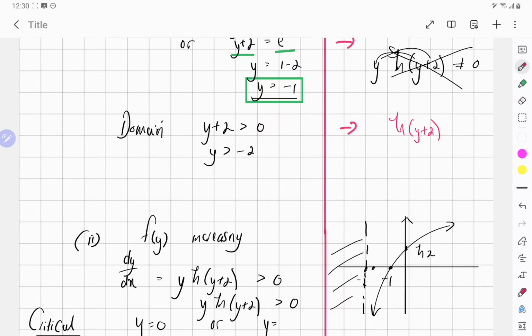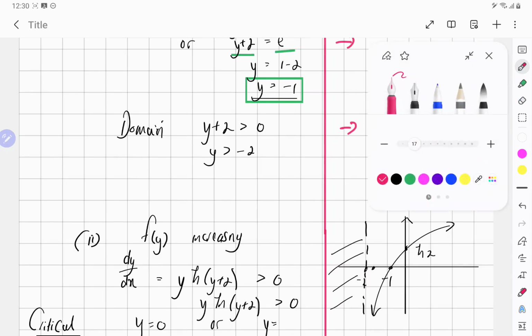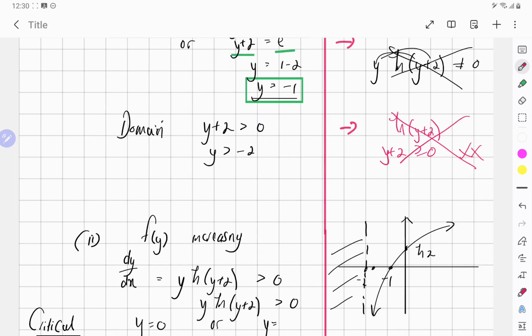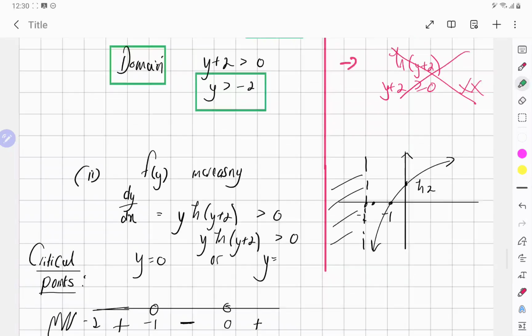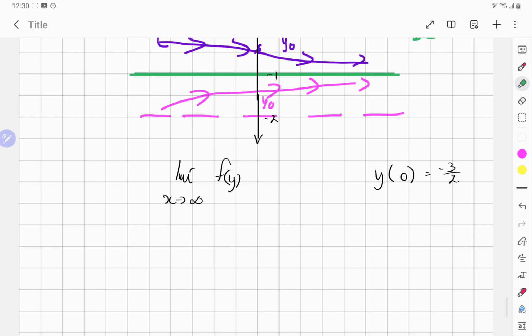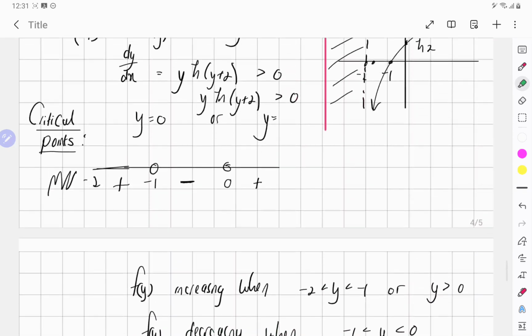So what students do wrong, they will say greater than or equal to 0, which is wrong. Remember, you cannot get ln of 0. So my domain will be y greater than negative 2. What does that mean? Anything below and equal to negative 2 is out of bounds. I will not be able to sketch here.